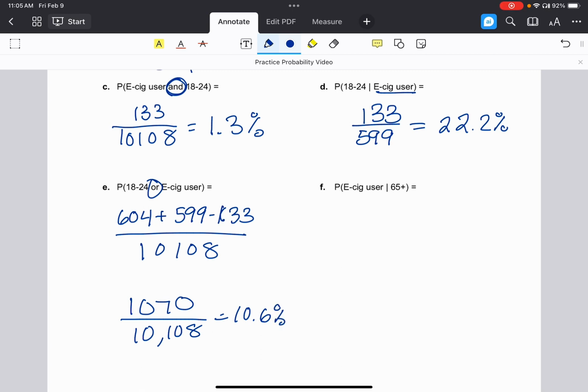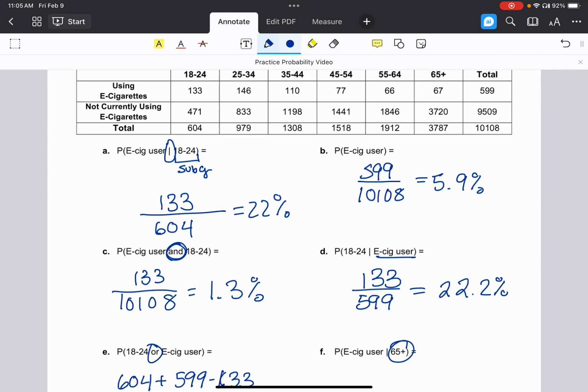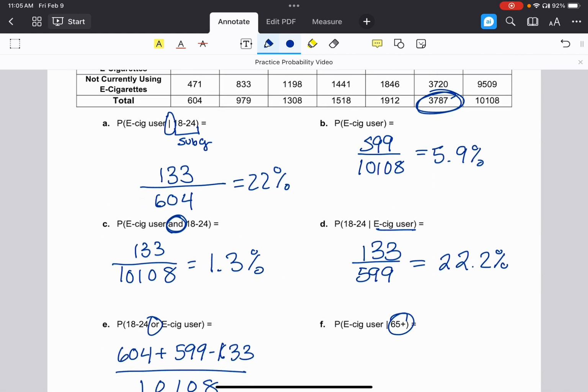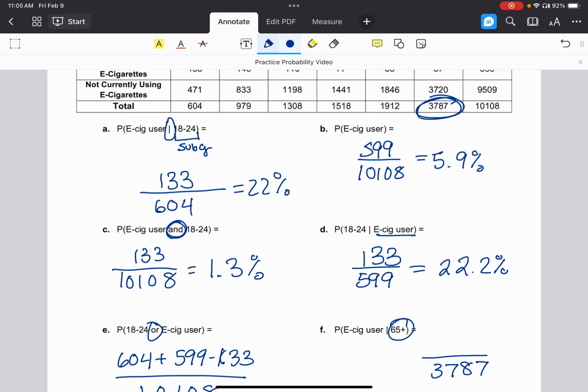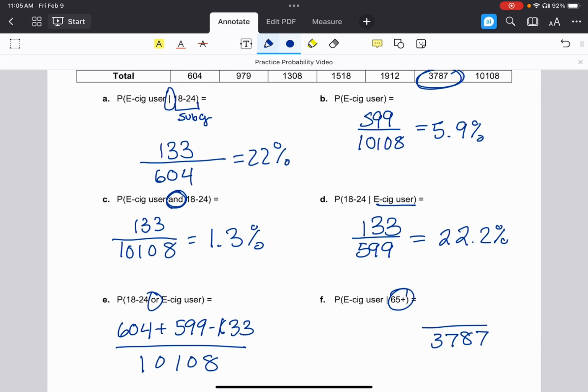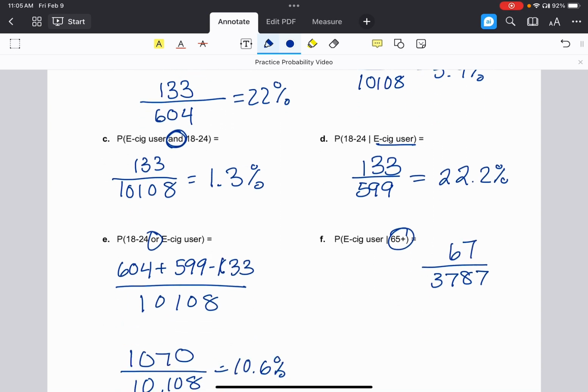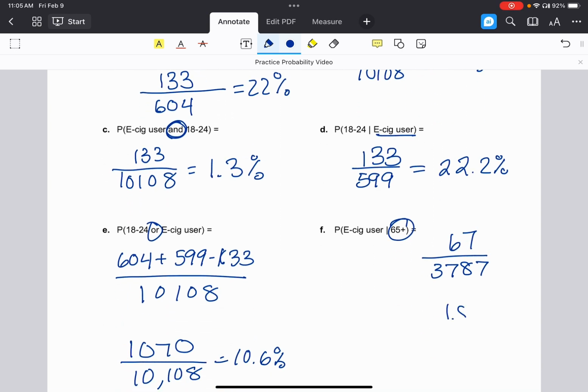Last but not least, a conditional. Our subgroup this time is over 65. So if I go back up to my table, how many people are over 65? There were 3,787 respondents who were. And of those, how many used e-cigarettes? Not very many, only 67. And so there was a 1.8% chance that in that senior citizen group, you would also have an e-cigarette user.